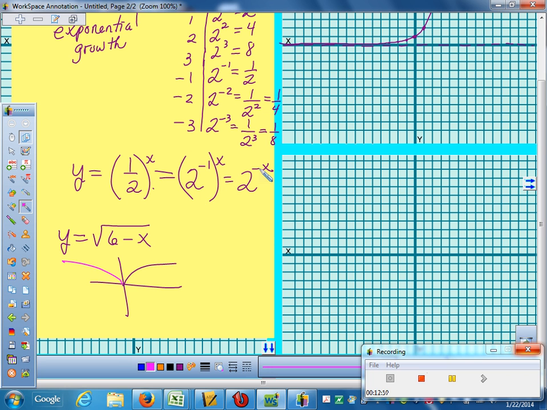So the asymptote's still in the same spot. Asymptotes, can you see that color? Or should I change? Asymptote still on the x-axis.